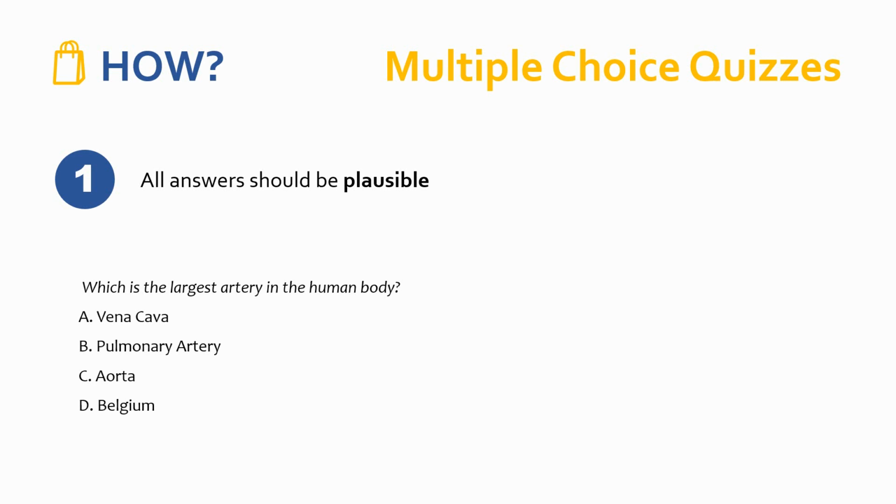Here's a silly example, but you'll get the idea. Which is the largest artery in the human body? You can see there option D is Belgium. Now that's clearly a nonsense example, but having implausible answers, all that does is it means the students are more likely to guess the correct answer.